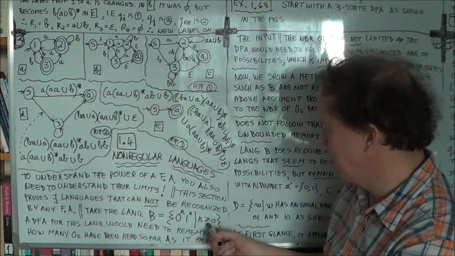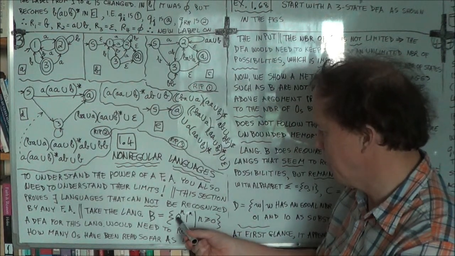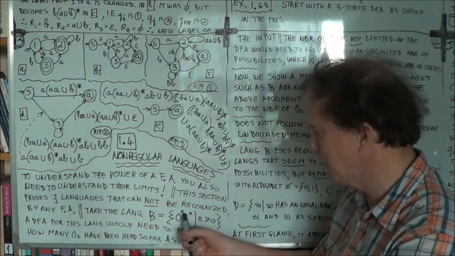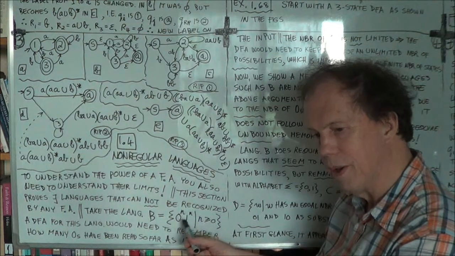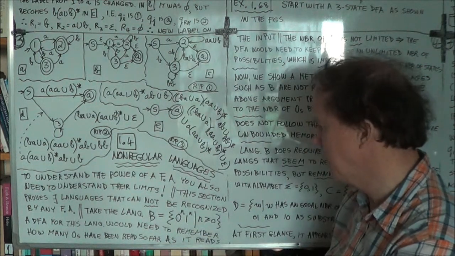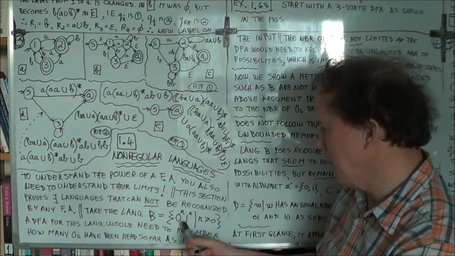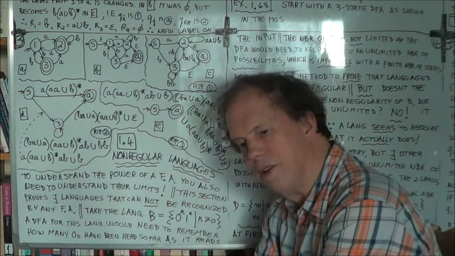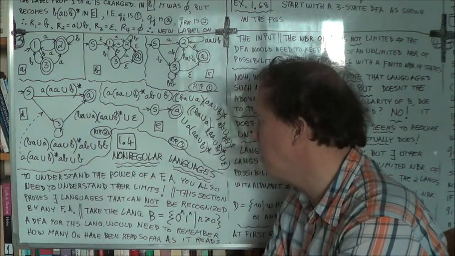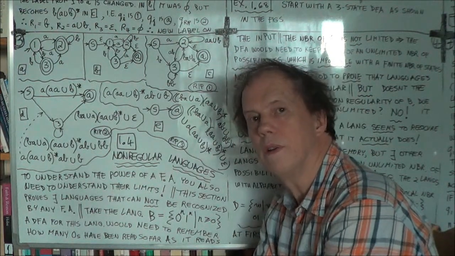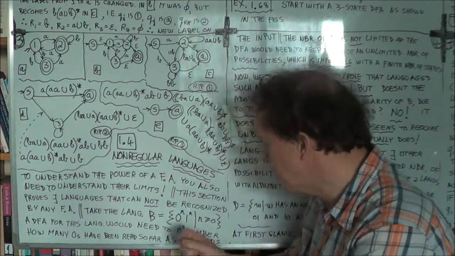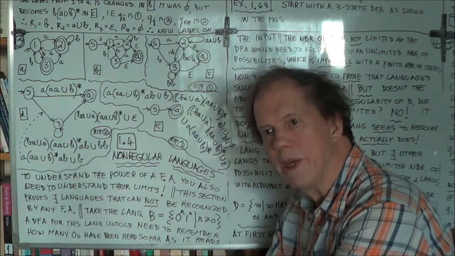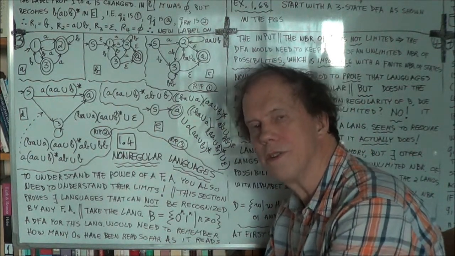Now, if it's 0, this would just be the empty string followed by the empty string, which is just the empty string. So it'd just be epsilon. Now, why is that language non-regular? Why does this language not have a finite automaton that recognizes it?